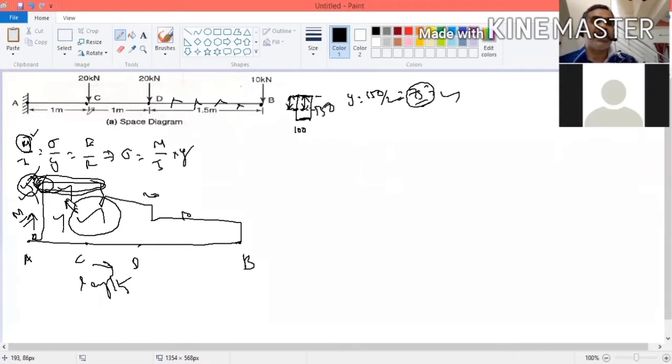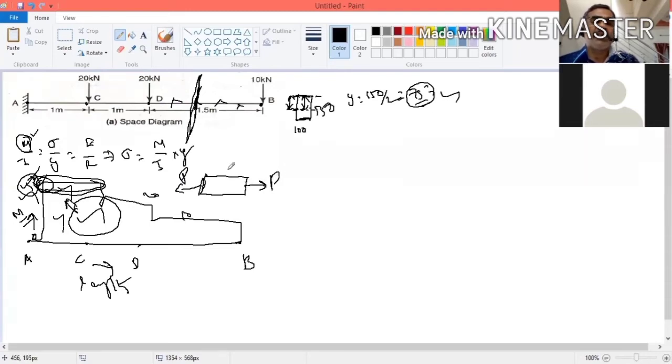Say it's a point load, so it's a cantilever beam with a point load. At this point, how will the bending moment be, and how will the shear force be? If you want to find out, recall what you have seen in the first unit: this is a member subject to an axial load of P.